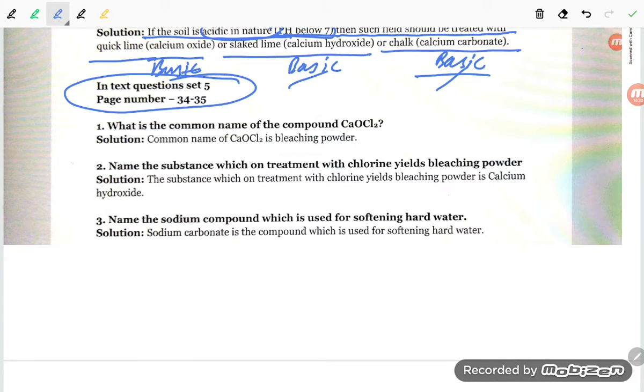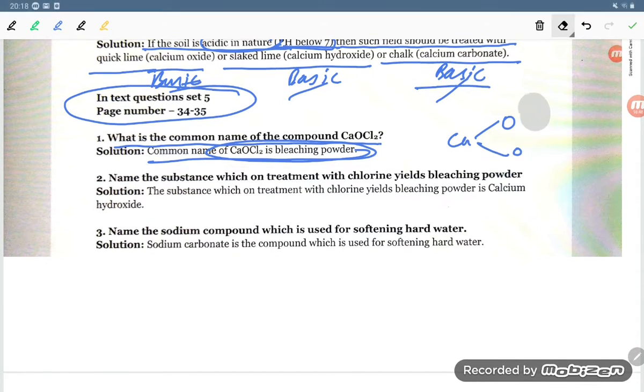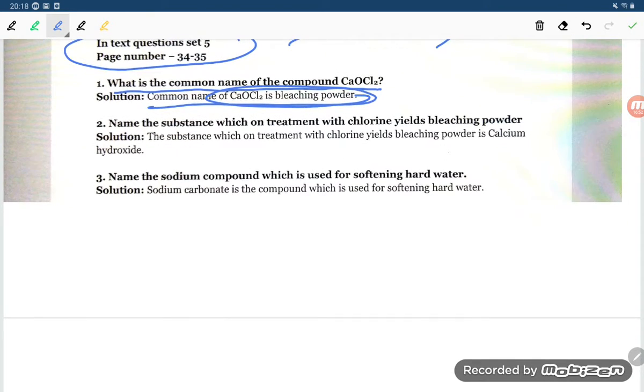Next, question number 5. What is the common name of the compound CaOCl2? The common name of CaOCl2 is bleaching powder, student. You don't need to go for the formula. The bleaching powder is used for dry cleaning.